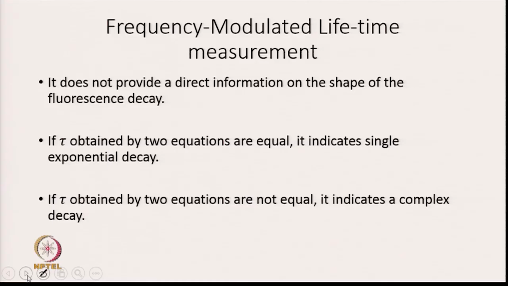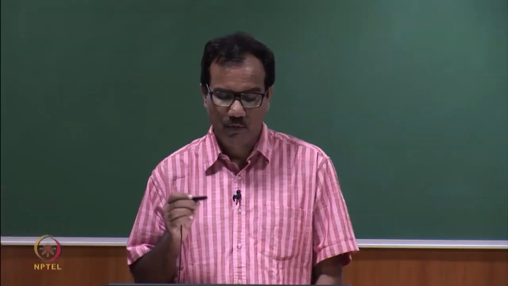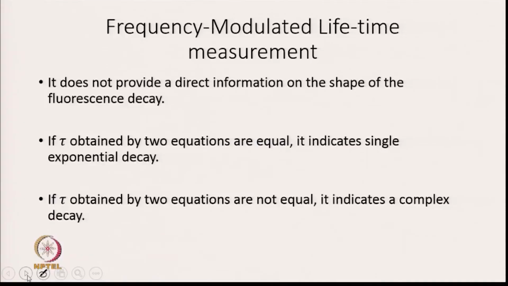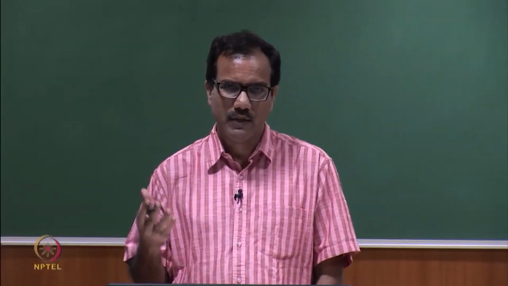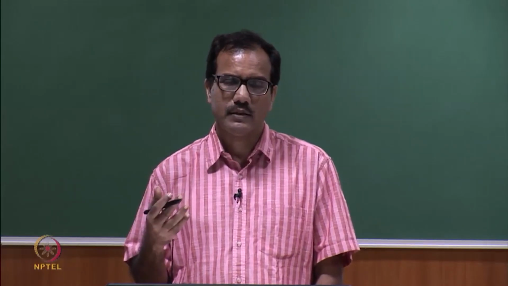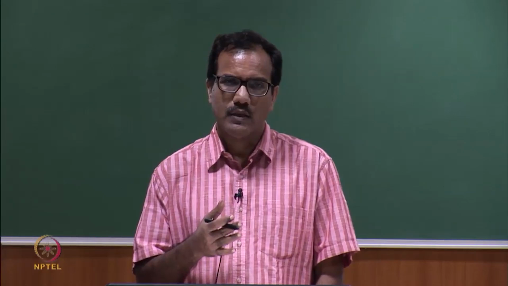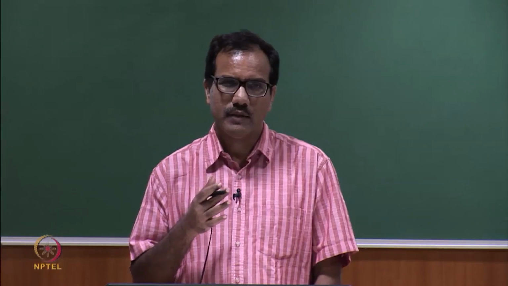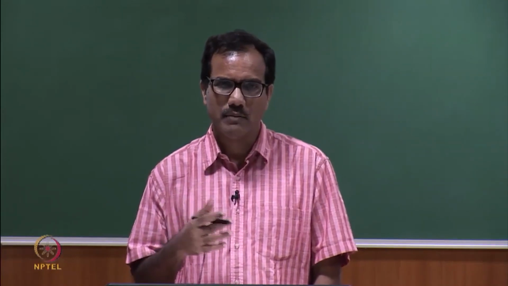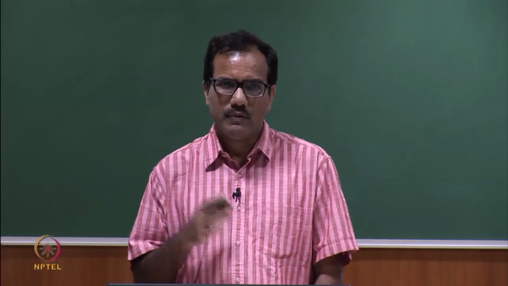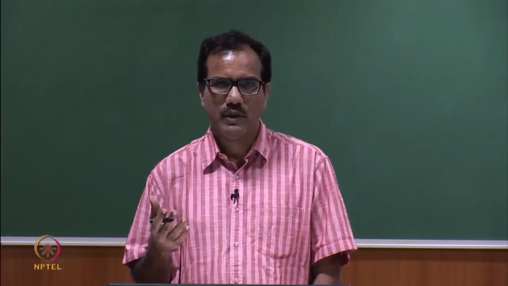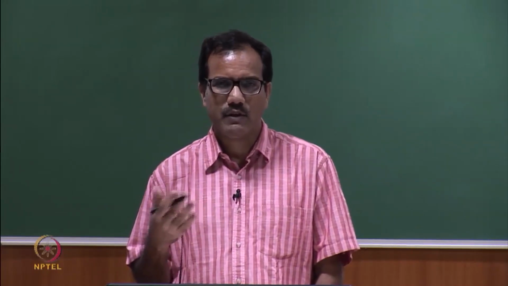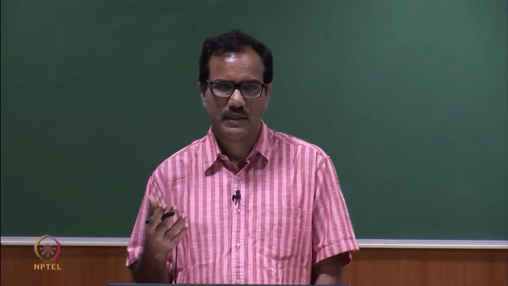The problem with this method is it does not provide direct information on the shape of the fluorescence decay. I told you there are two ways in which we can get the value of tau. One is through the phase shift, and another is through the demodulation parameter. If the tau obtained by the two equations are equal, then it indicates there is a single exponential decay, but if it is not equal, then it means there is a complex decay and we need to use different equations.